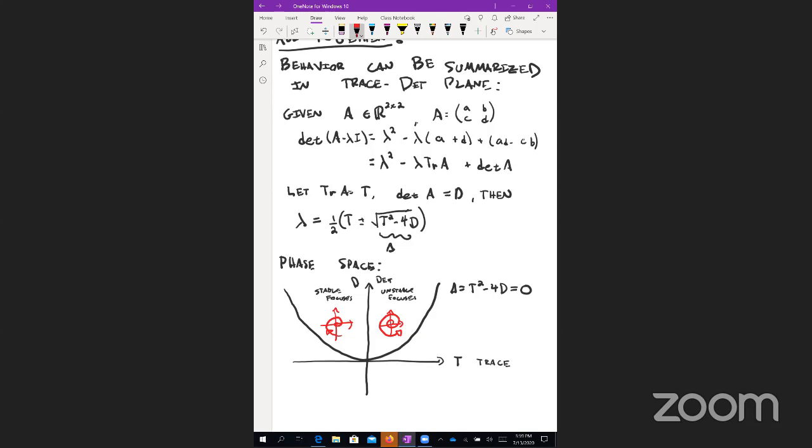So if we're above the T squared minus 4D equals 0 line, then our eigenvalues are complex, we're going to be stable or unstable. If we're right on the boundary, of course, then they're going to be closed. If we're below this line, then we're going to have stable and unstable nodes.